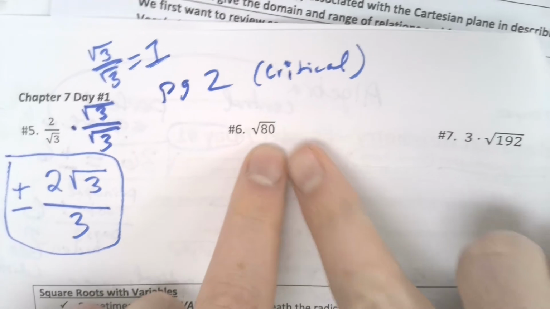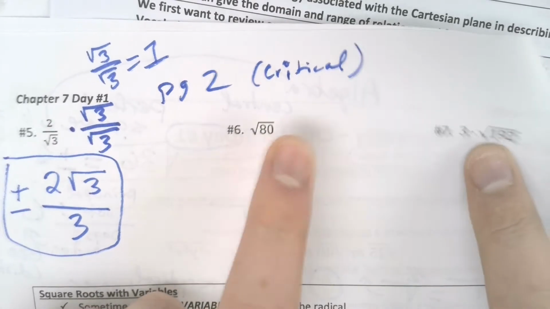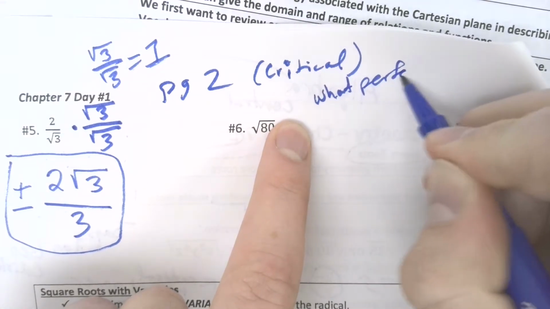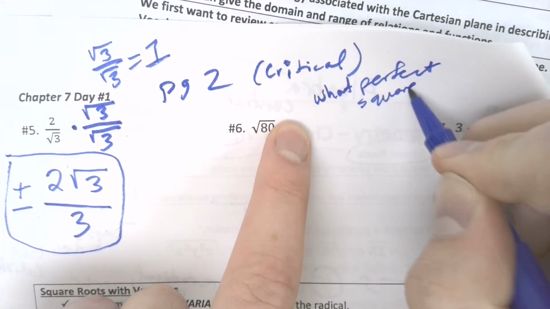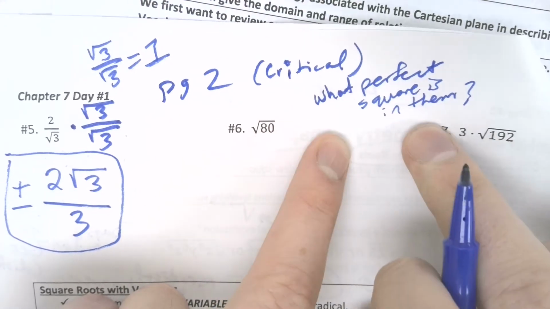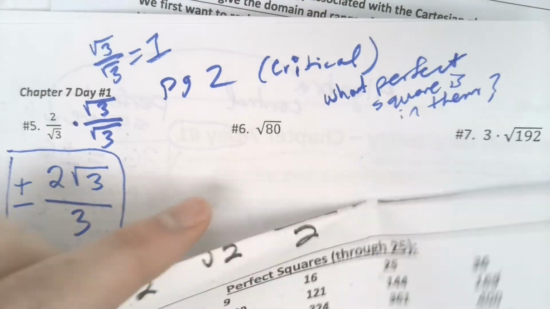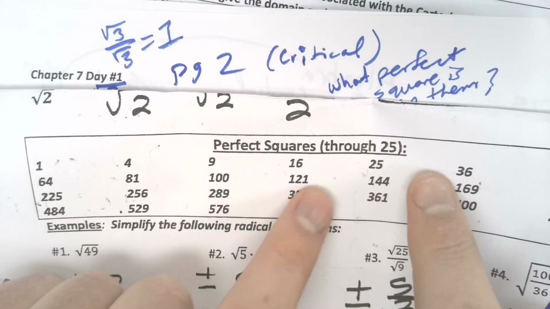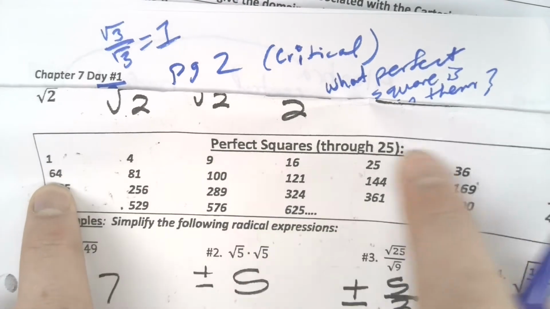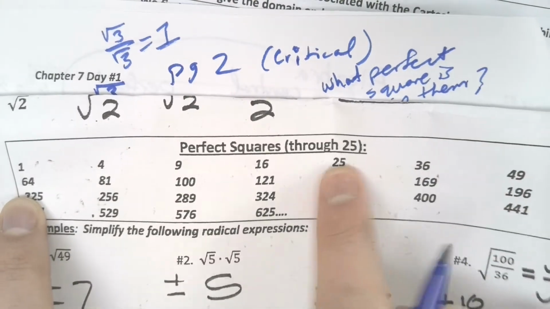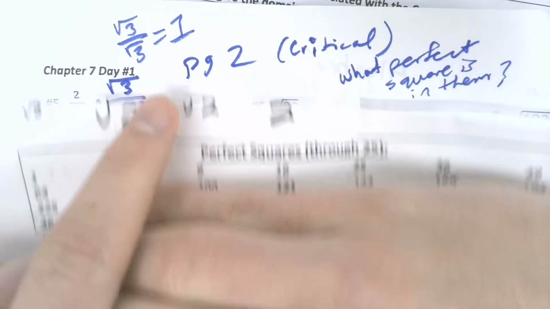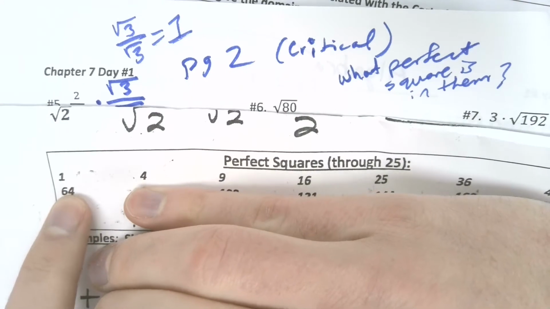Here's where we have to be careful. 80 and 192. What perfect square is in them? That's the tricky question. Here's my pro tip. So 80. It needs to be a number, can't be any of these. So starting with 64, work your way down. So starting with the number smaller than 80, start with the biggest and work your way down.